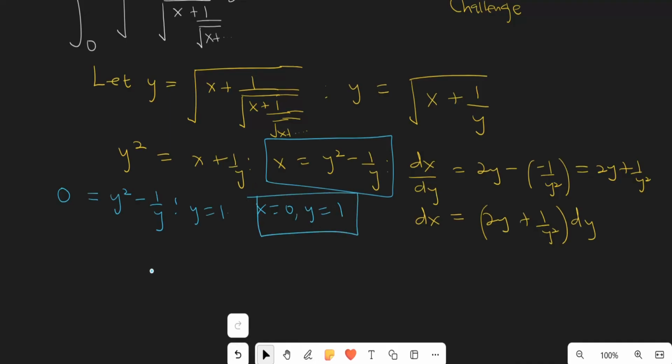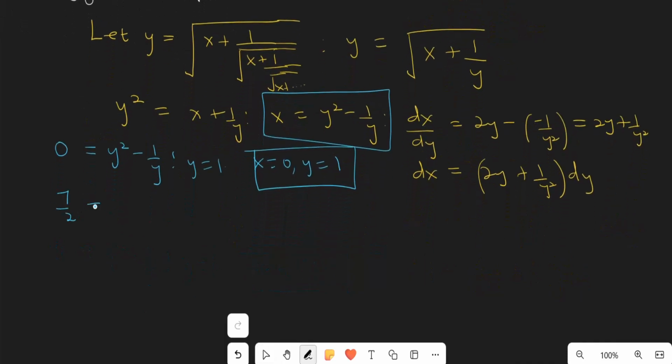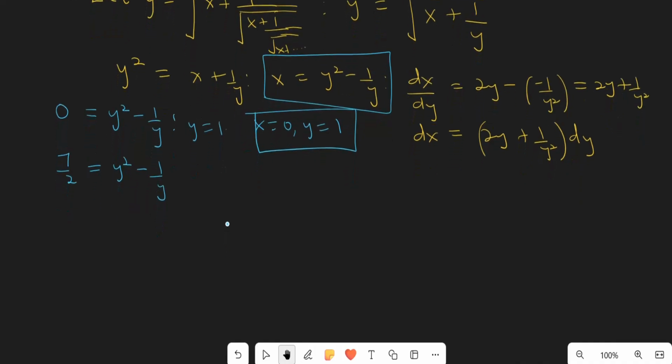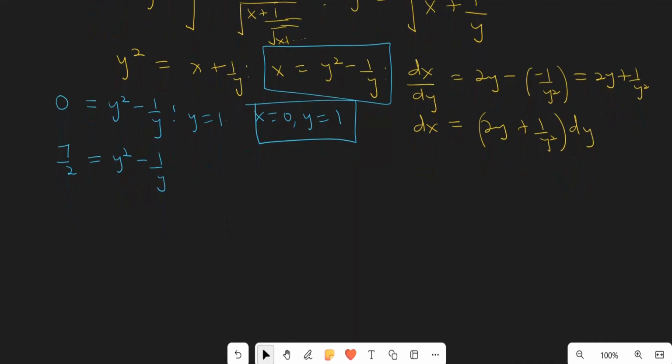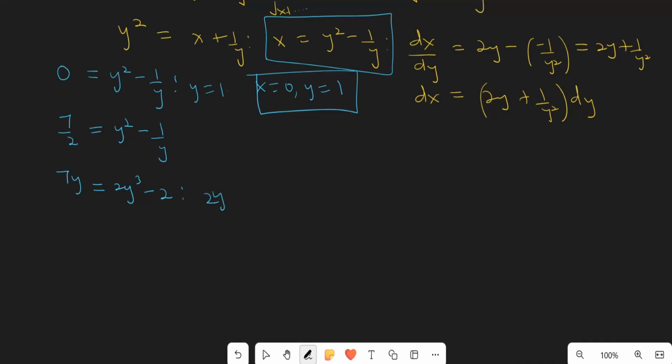What about the upper limit? The upper limit for x is 7 over 2. So you plug it here. We have 7 over 2 equal to y squared minus 1 over y. What value of y will lead to 7 over 2 on the left hand side? Let's try to simplify this one. We can multiply by the LCM, which is 2y. So we have 7y equals 2y cubed minus 2. That is multiplying by the LCM. And then we have 2y cubed minus 7y minus 2 equal to 0.